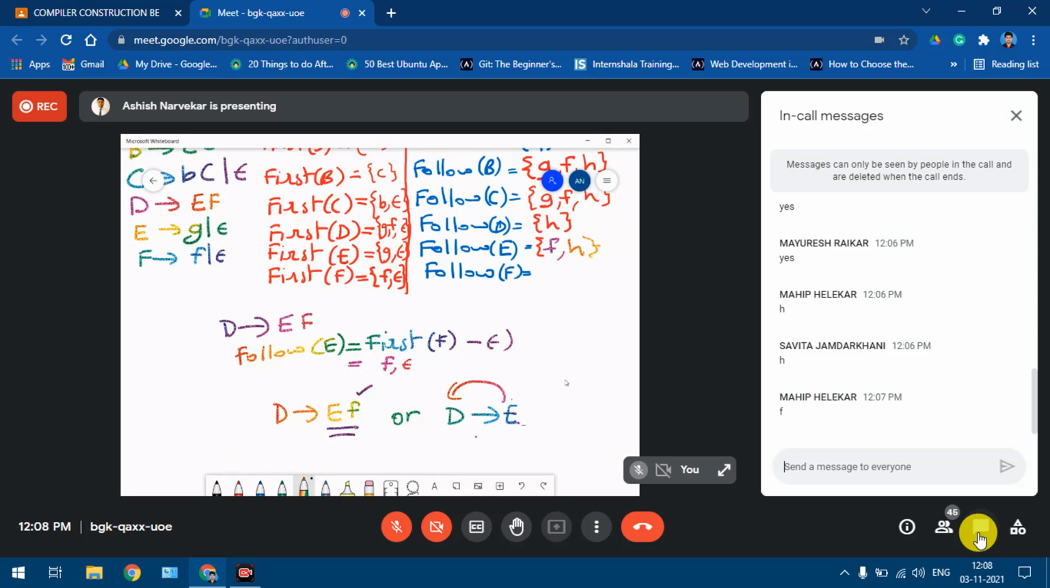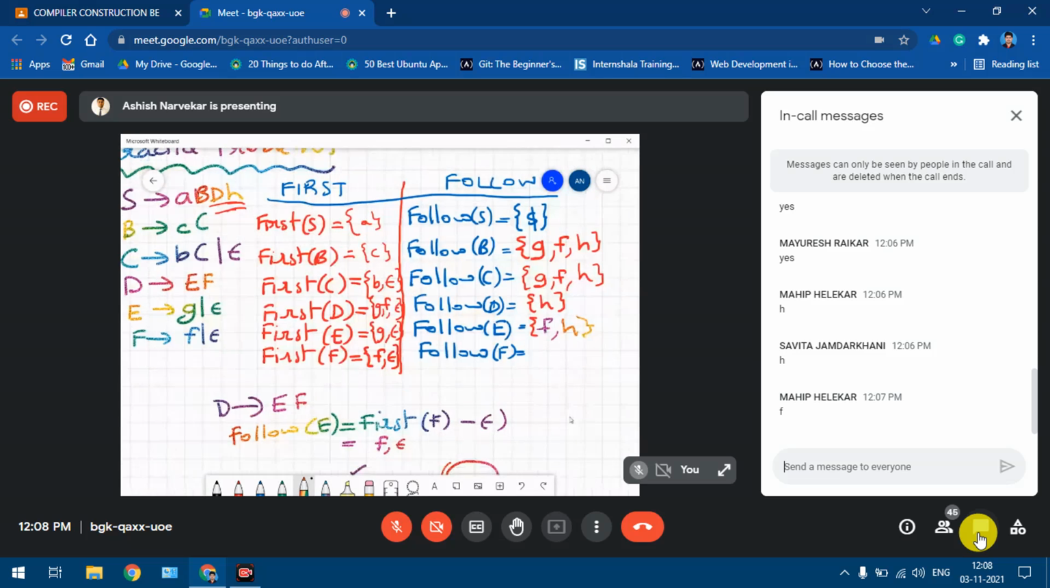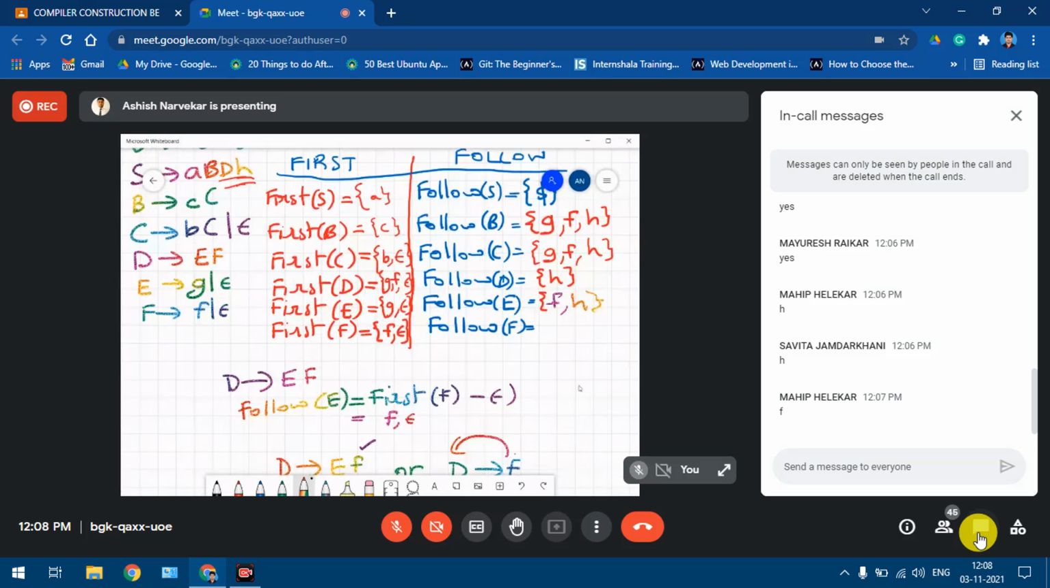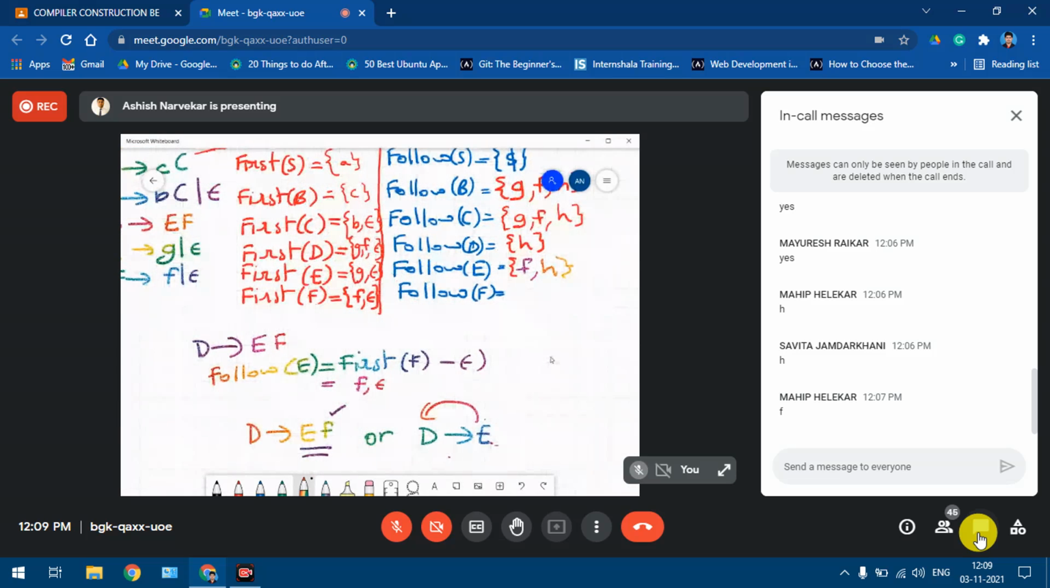And finally, coming to follow of F. F appears only in one RHS, that is D derives E F. So follow of F will be equal to follow of D. F appears only here, right? So in this case, it will be directly equal to follow of D. So follow of D is H. So H.